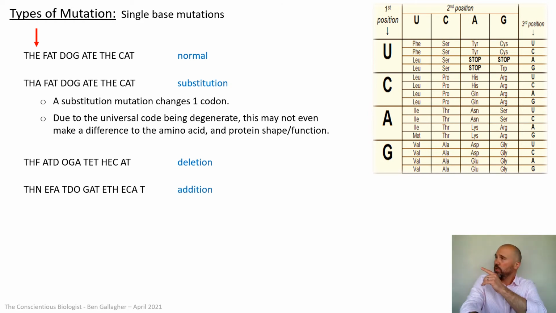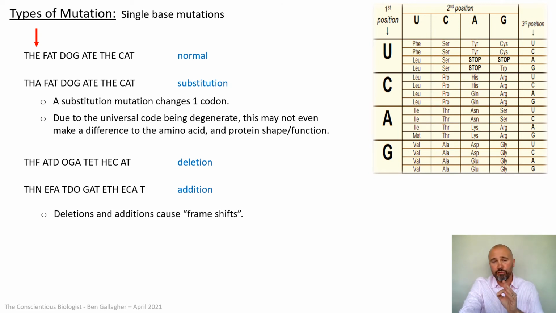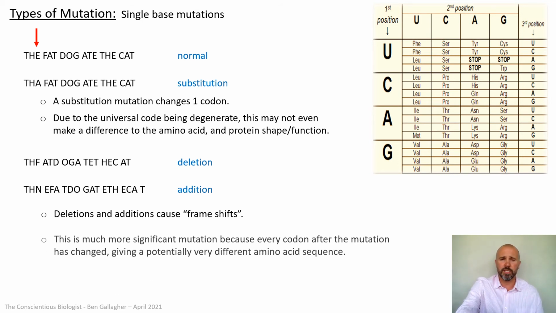So if now I've still got the, but between the H and the E of the, I've added an N, I've now got Thenephotidogat. It's nonsense now, okay, because you caused a frame shift. The three base frame that the ribosome is reading has been shifted one way or the other, depending on whether it's a deletion or an addition.